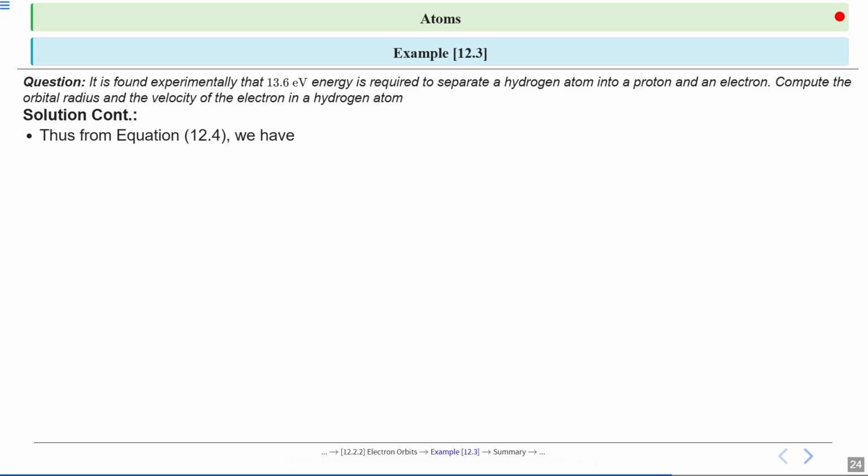So let's refer to equation 12.4, which relates the total energy of an electron in its orbit to the radius of that orbit. Okay, this equation is a key concept because it connects the energy we have been given to the physical size of the atom.